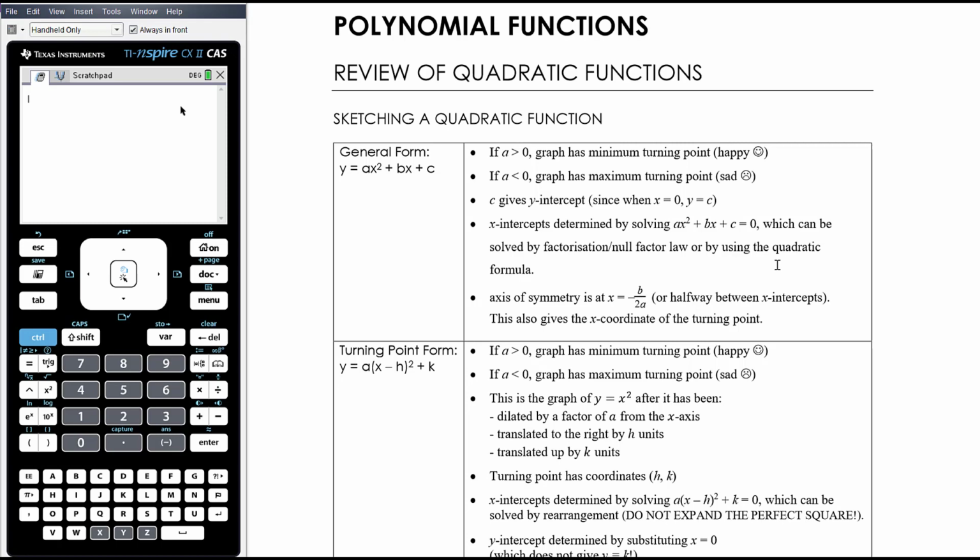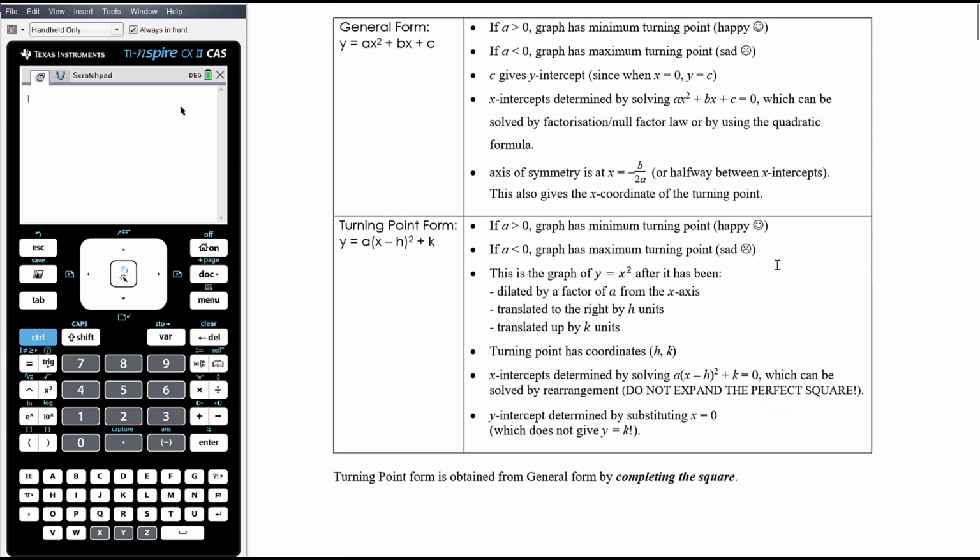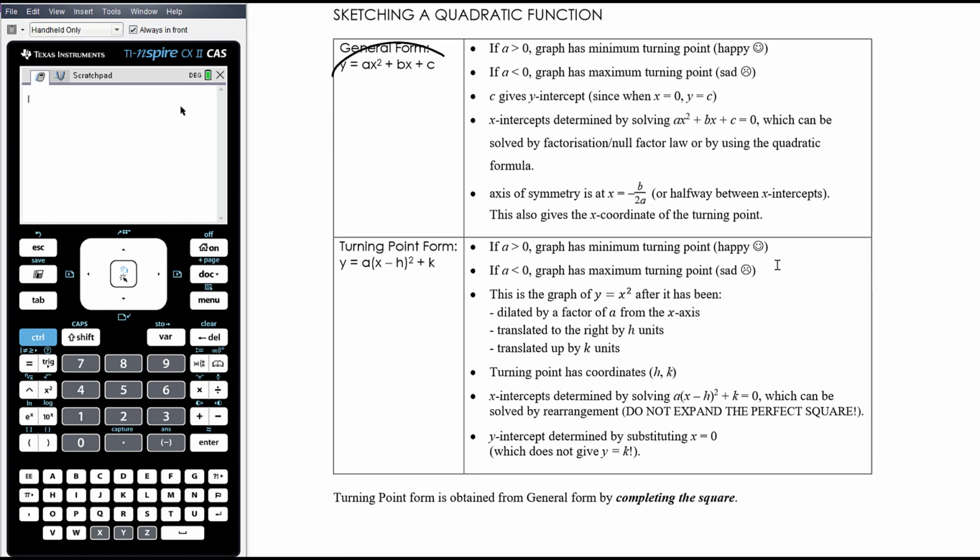Alright, so the first thing let's have a quick recap on is sketching a quadratic function. So we might have our quadratic in this sort of expanded out general form or polynomial form, or we might have it in turning point form. We might also have it in a factorized form, in which case we'd know about the x-intercepts pretty quickly, and you can find halfway between the x-intercepts to find the x-coordinate of the turning point, let x equal 0 to find the y-intercept, etc, etc. So probably a third version there as well.